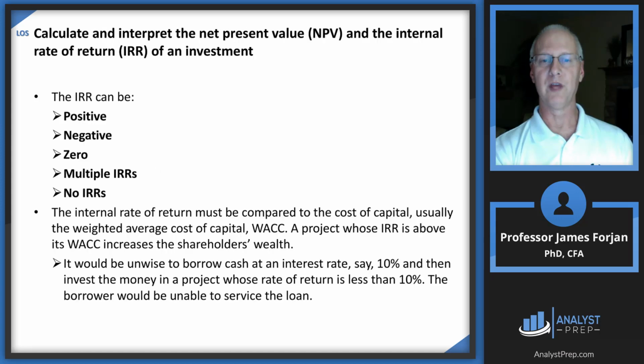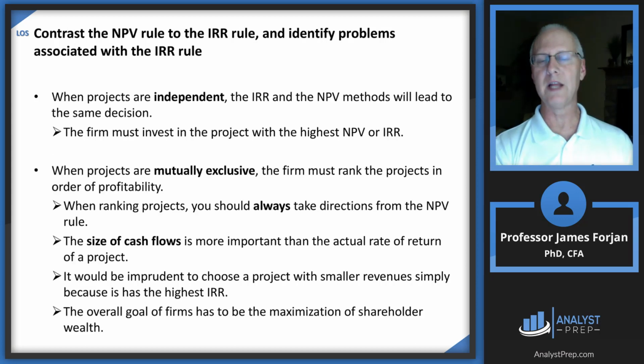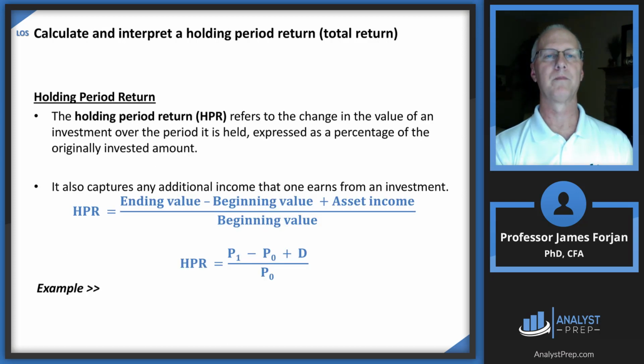Now, the other issue is, what do you do if there are no IRRs? Or if there are multiple IRRs, then you have a problem. And so you always use the net present value method because it explicitly measures the change in shareholder wealth. And that takes us through the first application of the discounted cash flow techniques, capital budgeting.